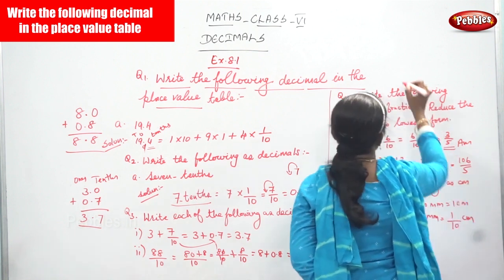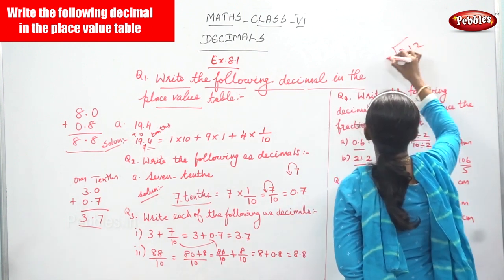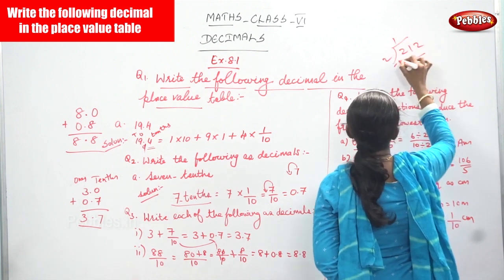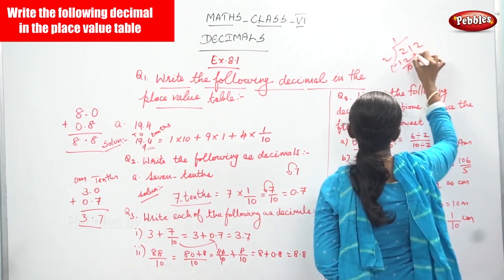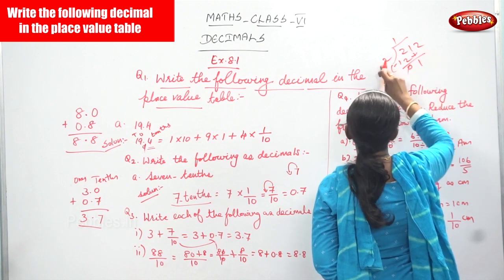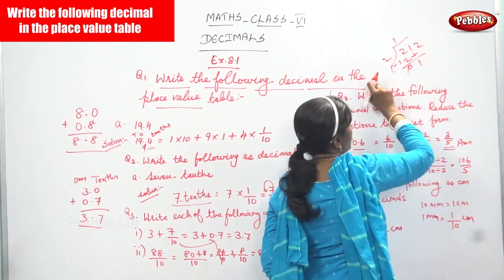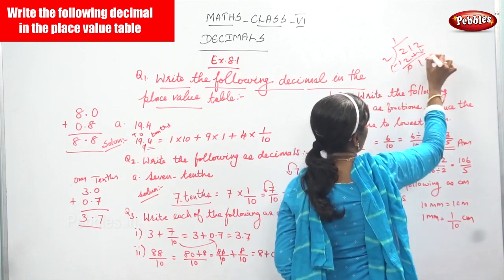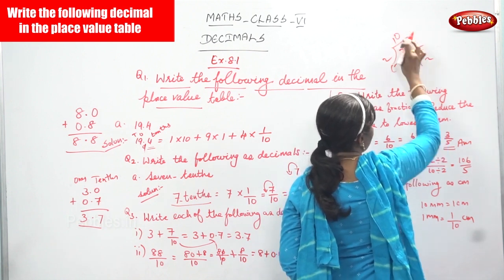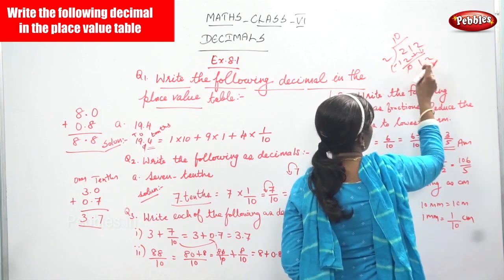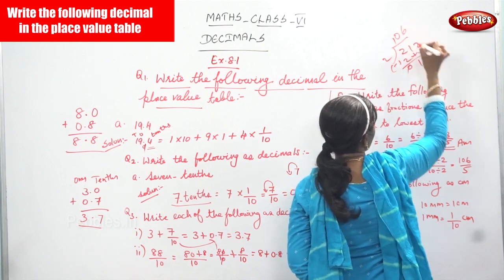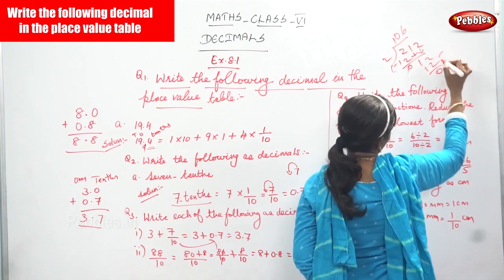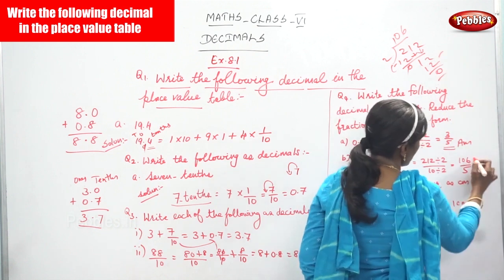I just solve this. 212 divided by 2. 1 2s are 2, 2 minus 2, we can get 0. So cancel it. You have to bring down 1, and compare it with 2. So 1 is less than 2, so you have to bring down the next digit. Before that you have to put 0 in the quotient place. Then 12 divided by 2, you can get 6. 2 6s are 12, and 12 minus 12 you can get 0. So the answer is 106.